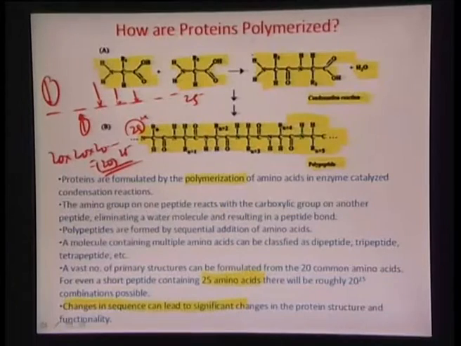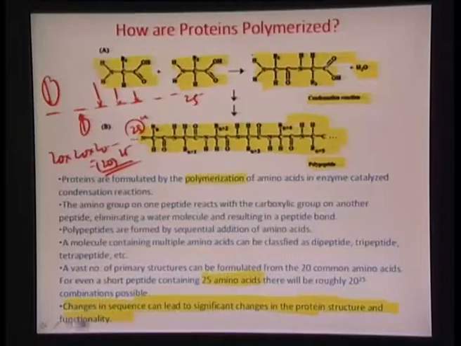We already know how many combinations are possible in only a 25 amino acid sequence of protein. This small sequence of protein can have about 20 to the power 25 combinations, if you club all these possibilities of each place being filled by 20 different amino acids, okay. So changes in the sequence of a protein can lead to significant changes in the protein structure and functionality. If the sequence is altered slightly, you can have an altogether different structure of the protein of interest.